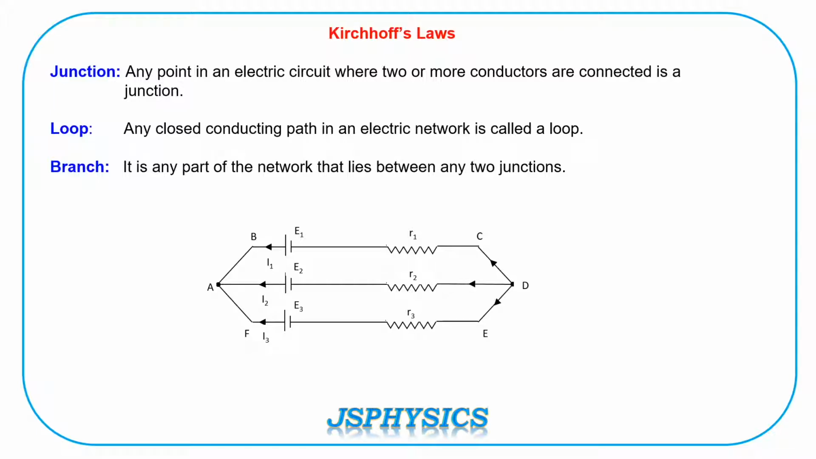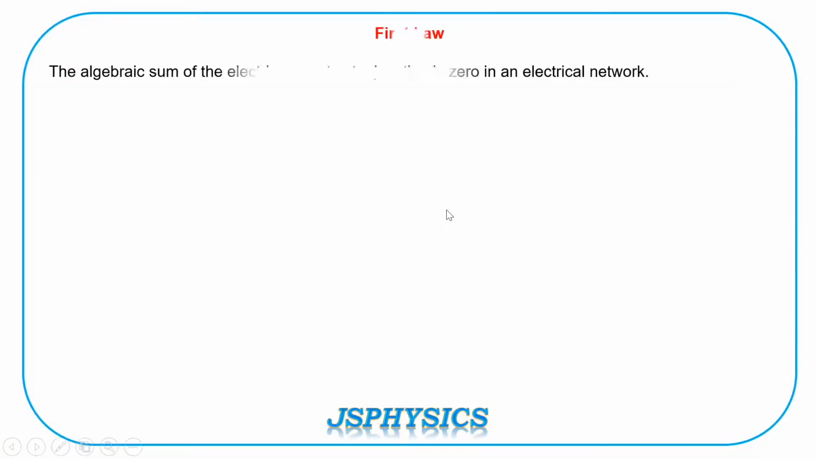So now as we are familiar with the terms junction, loop and branch, we can go to Kirchhoff's laws. First law: the algebraic sum of electric currents at a junction is zero in a given electrical network. That means sigma I is equal to zero. That means the total current at a particular junction is always zero. That is the first law of Kirchhoff.